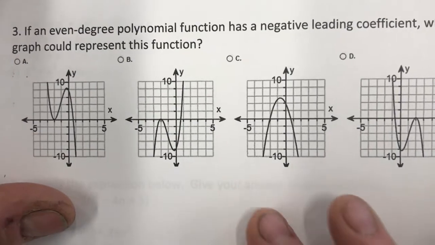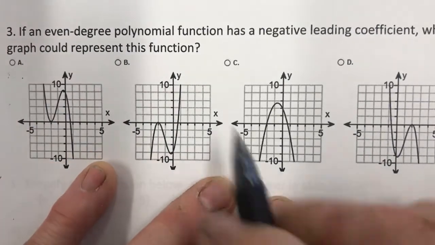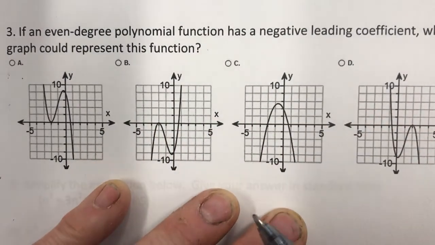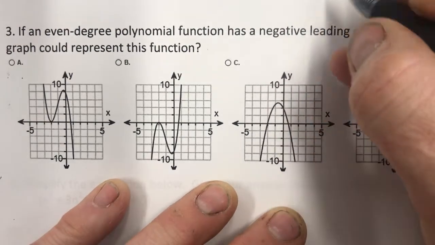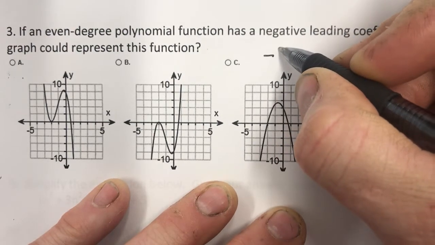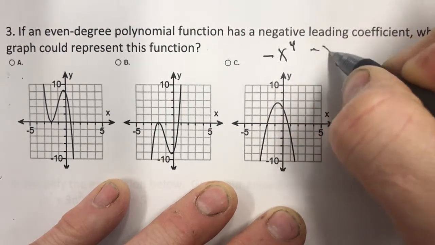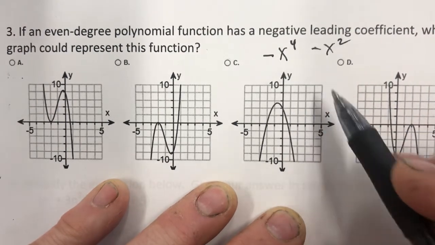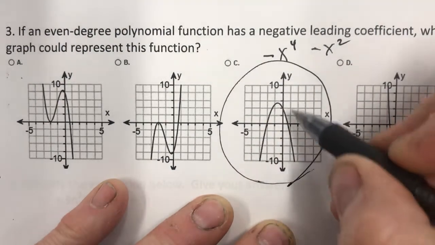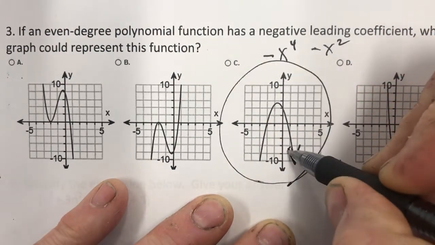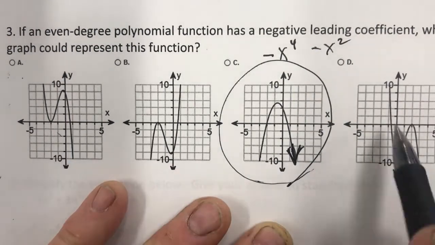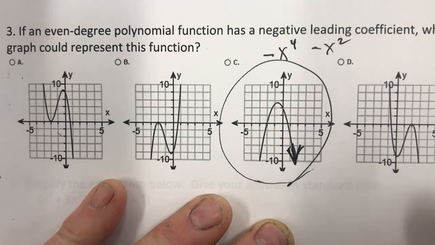If an even degree polynomial function has a negative leading coefficient, which graph could represent this function? Well, if it has a negative leading coefficient, that means it's like a negative x to the fourth or negative x squared. It's even, so we know the exponent is even. But it could be this one right here. Because see, if it's negative, that means the right side is going down. So you see the right side's going down, and this is even because they're both going down. All these other ones are odd. So it would have to be this one.